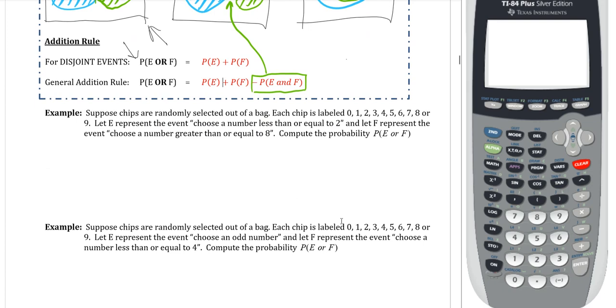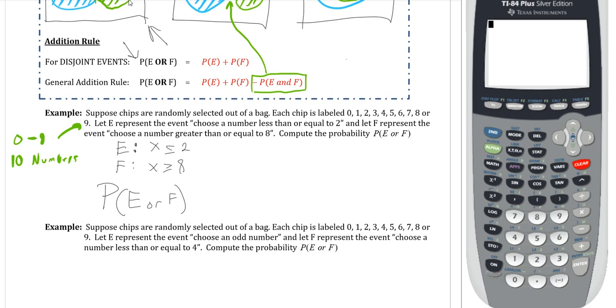To start off with, we have: suppose chips are randomly selected out of a bag. Each chip is labeled 0 through 9. So note that 0 through 9 is 10 numbers. It's not 9 numbers, it's 10 numbers. You can count them if you want to. Let E represent choosing a number less than or equal to 2. So E is a number less than or equal to 2. And F is going to represent choosing a number greater than or equal to 8. So F is a number greater than or equal to 8. What we're going to do is compute the probability of E or F.